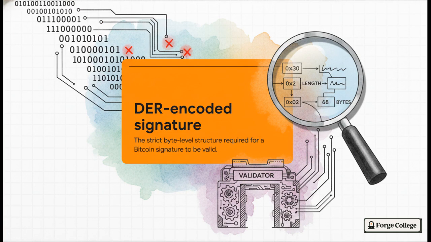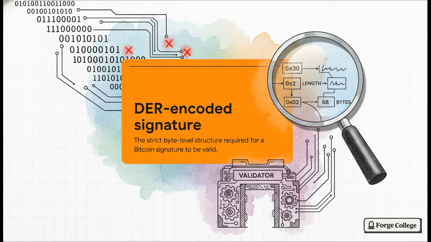Our scanner has to check if the scriptSig or witness data actually contains this exact formatting. We're talking about an initial 0x30 tag, a length byte, a 0x02 tag, the integers, the whole nine yards. Crucially, the scanner has to make sure the length bytes perfectly match the actual push size. Think about it.